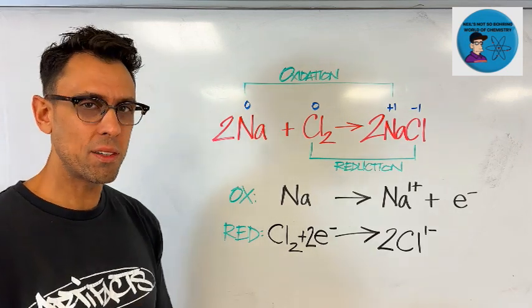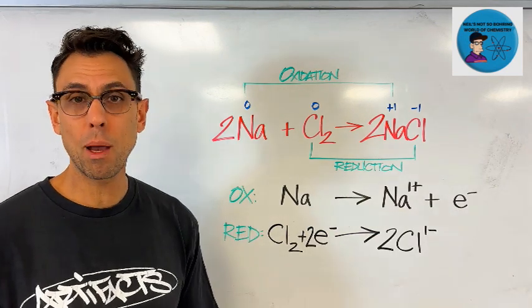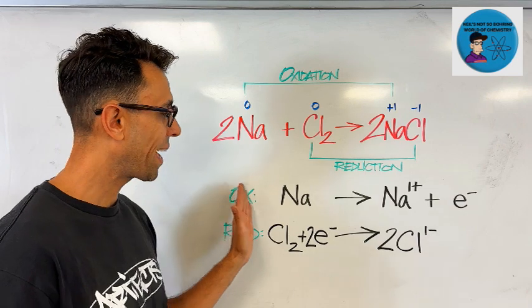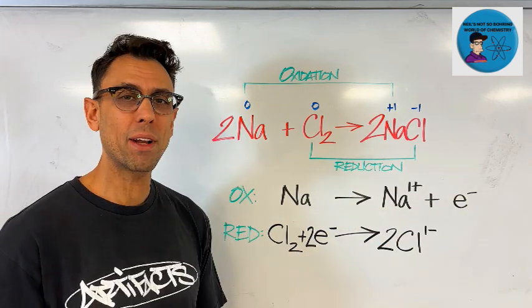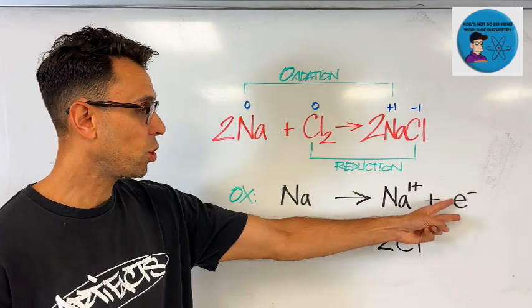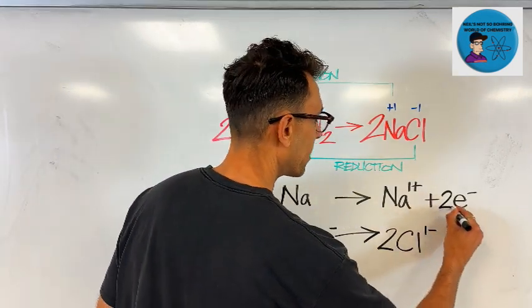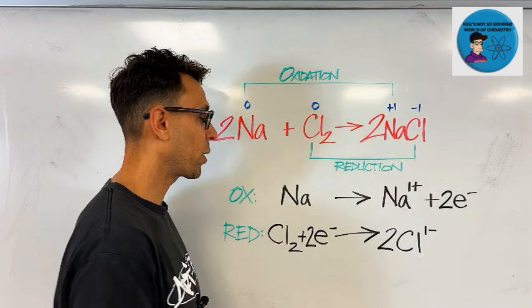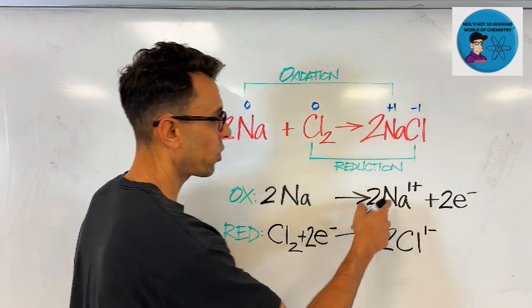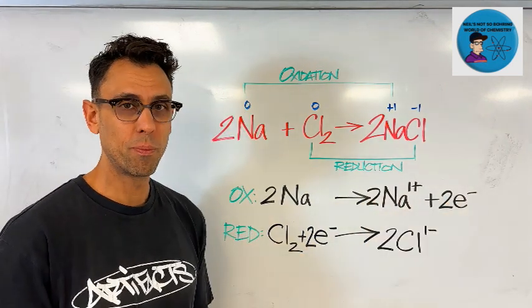What I mean by that is, when you know that you need to multiply your number of electrons by some number, in this case it needs to be multiplied by 2, you actually just multiply everything in the half reaction by that number. So in other words, since I need 2 electrons, I'm going to put a coefficient of 2 in front of the e, but I'm also going to put a coefficient of 2 in front of the sodium and in front of the sodium ion. We multiply everything by 2.